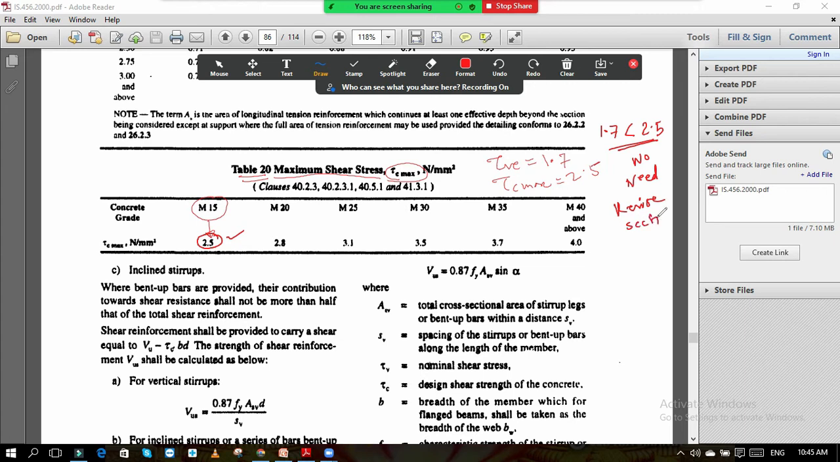Are you getting my point? Revise the section means what? What is our section? We have provided the size of our section as 300 by 600.